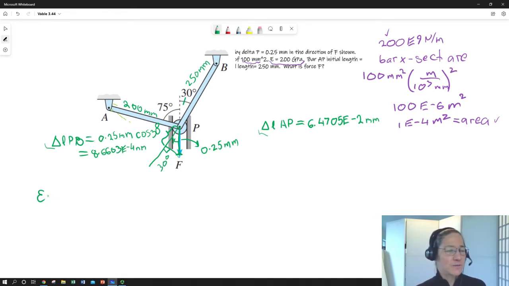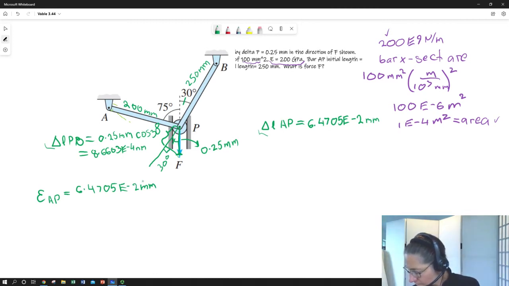So I'll just go use the strain AP, not indicating, I'm not going to write axial. So strain AP is just going to be our change in length, our 6.4705 times 10 to the minus 2 millimeters, divided by 200 millimeters.